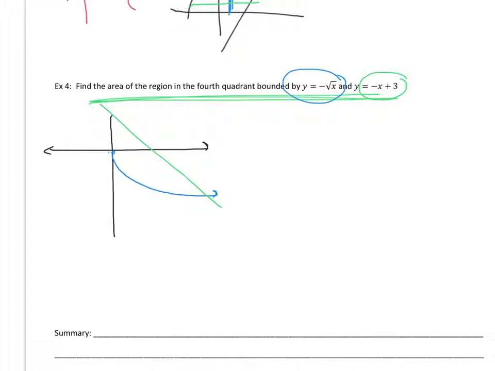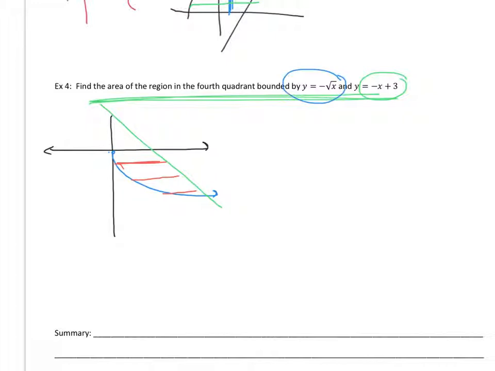Okay, so we're drawing negative square root of x in blue, and we're drawing negative x plus 3 in green. Okay, now, what we did before is we broke it up into two areas, right? So we broke it up right there, and we integrated this side, and then we integrated this side, and we did it separately. What we're going to do now is integrate them together, but with respect to y. So if you notice, I can draw a horizontal line here that goes through both my curves, and no matter where I move that line, it's going to go through both my curves for the entire region in my fourth quadrant.